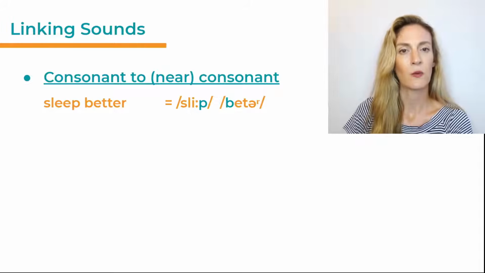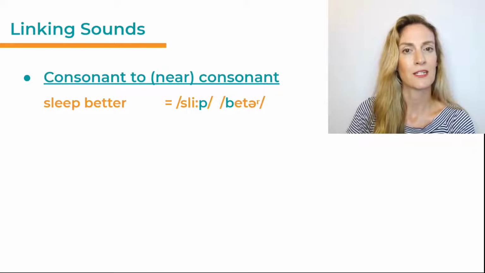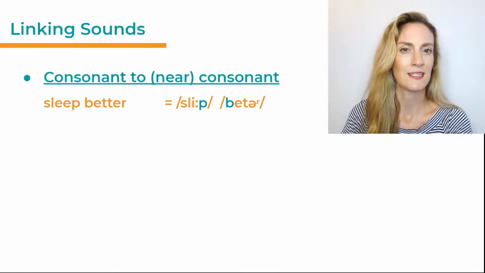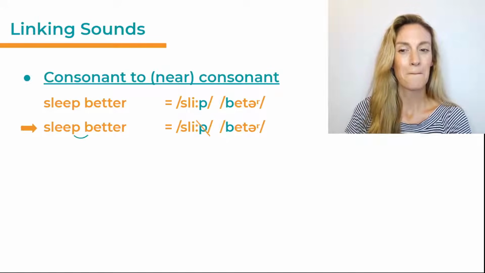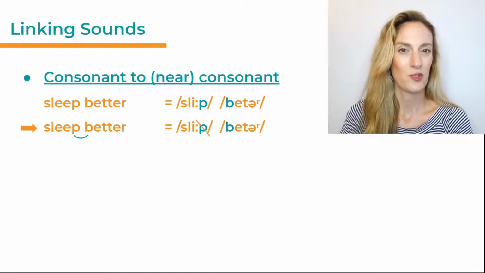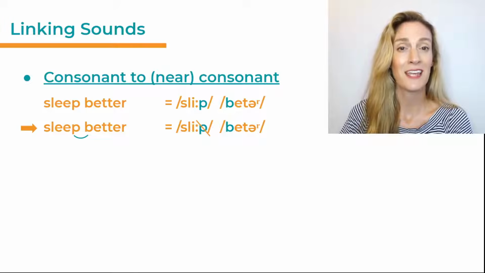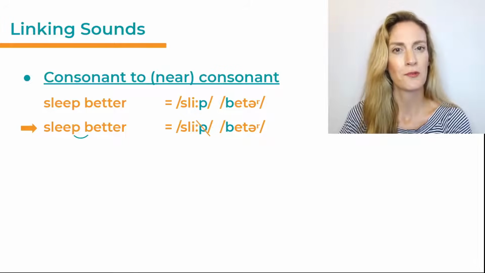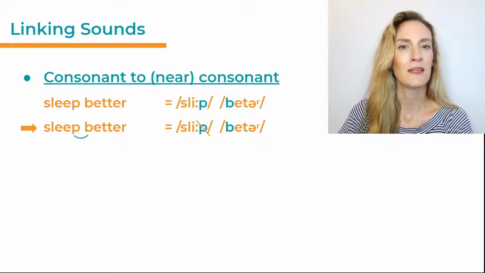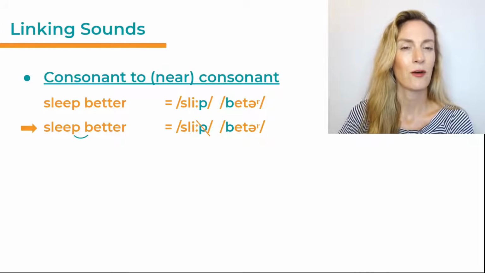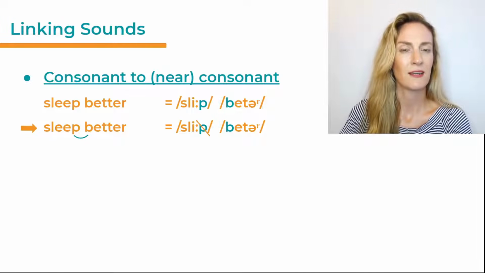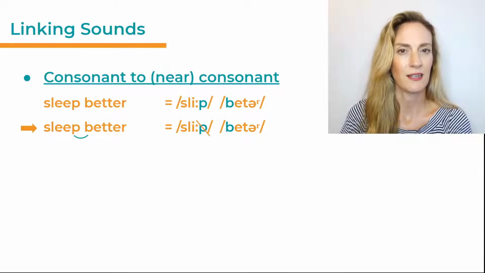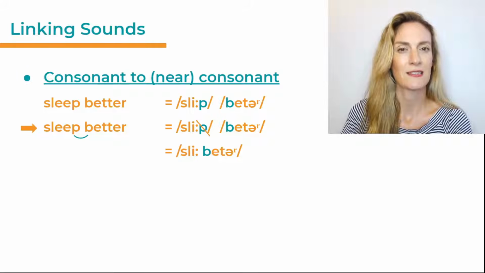So what happens here when we say sleep and better together in a sentence? Sleep better, sleep better. I don't know if you were able to hear it, but the p was dropped. So our first consonant at the end of the first word is dropped, and instead we only use the b, our consonant from the second word. So sleep better becomes sleep better, sleep better.